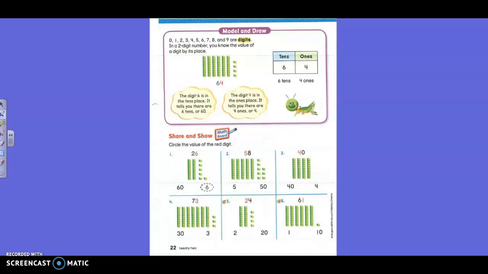How many are there, guys? 6. How many ones? 4. So you know it's 64, right? The digit 6 is in the tens place. It tells you there are 6 tens or 60. The digit 4 is in the ones place. It tells you there are 4 ones or 4.